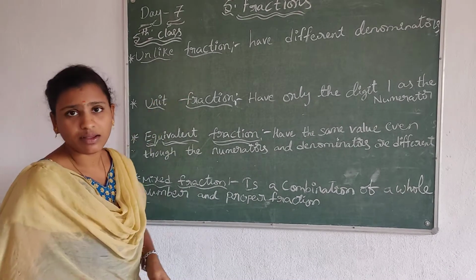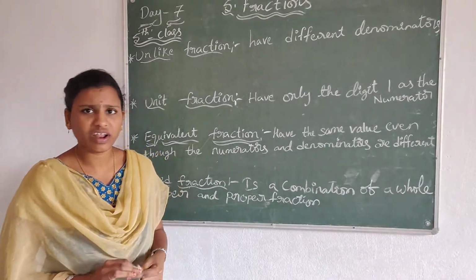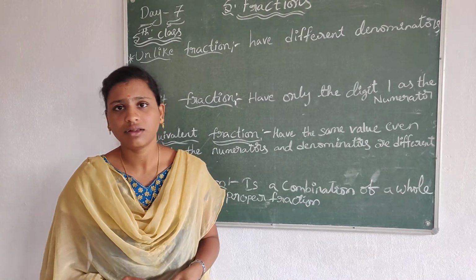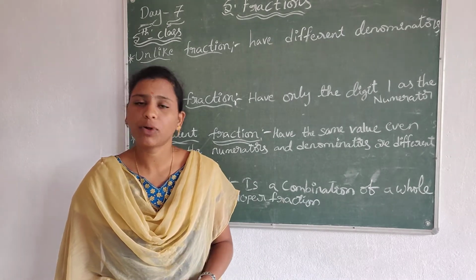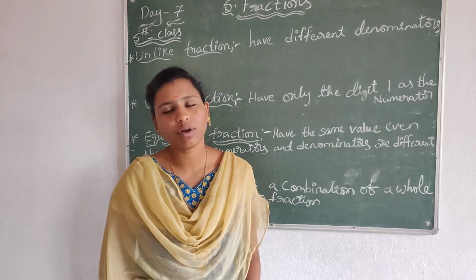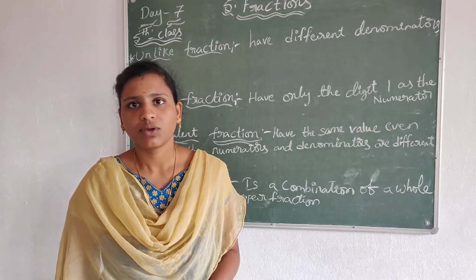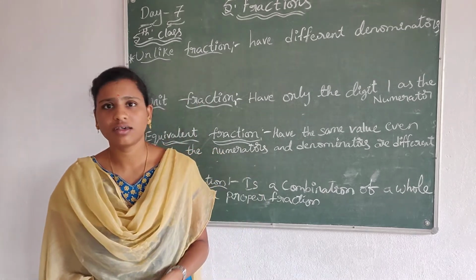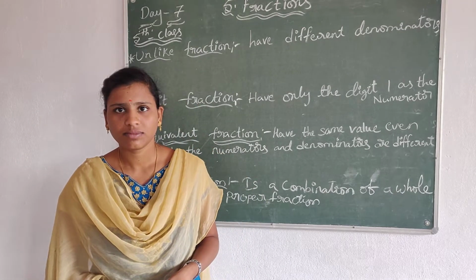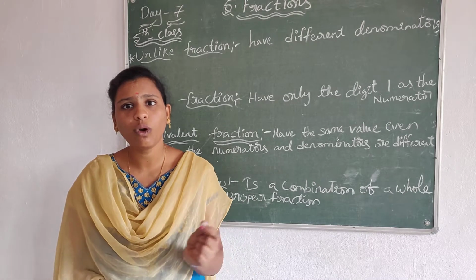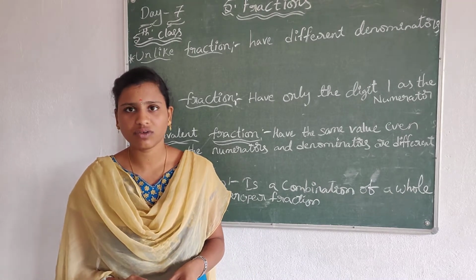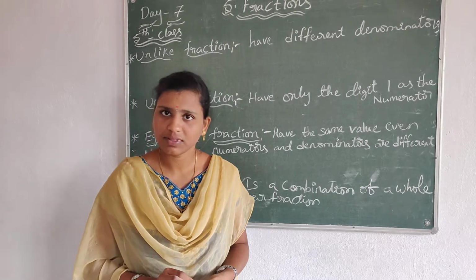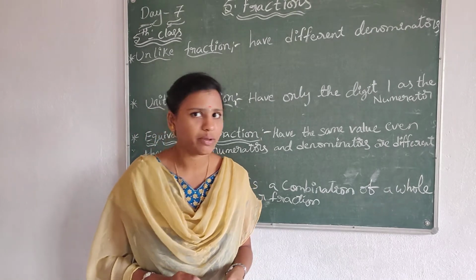Okay. First, what is proper fraction? The numerator is less than the denominator. That is proper fraction. What is the improper fraction? Numerator is greater than the denominator. What is like fraction? The two or more denominators of the fractions are the same. That is about like fraction, proper and improper.